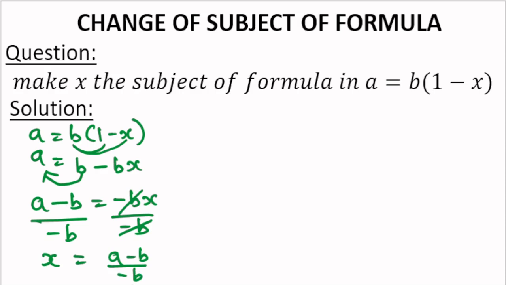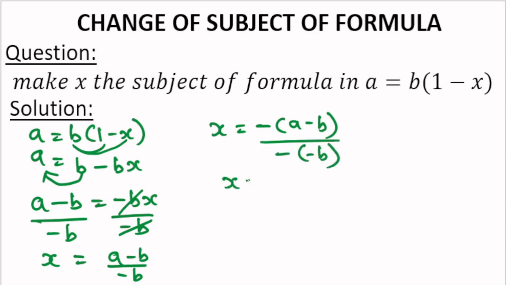So for us to eliminate the negative sign at the denominator, we have to multiply numerator and denominator by minus. So X is equal to minus A minus B over minus B. So X is equal to minus times A is minus A, minus times minus B will have plus B over minus times minus is plus B.